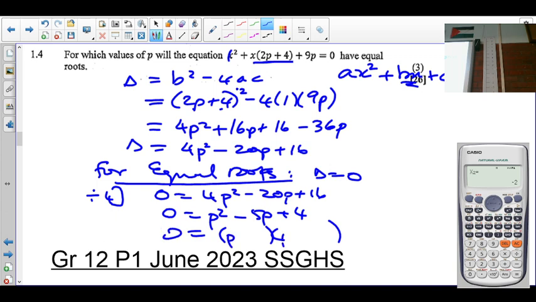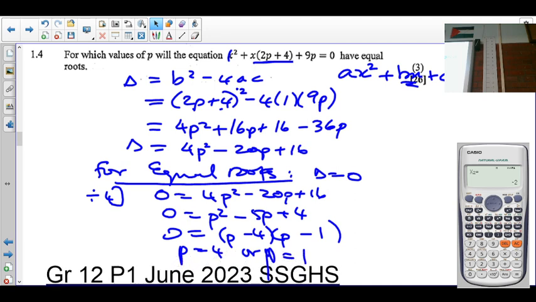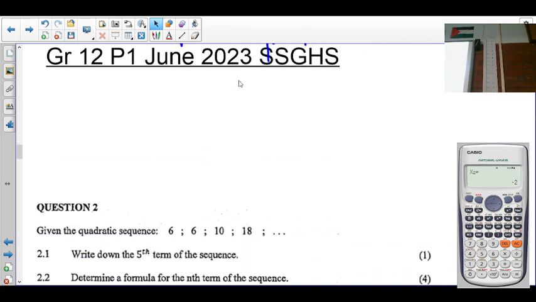So we've got p and p. 4 and 1, both negative. So p is equal to 4 or p is equal to 1. Okay. That gets you those 3 marks there.